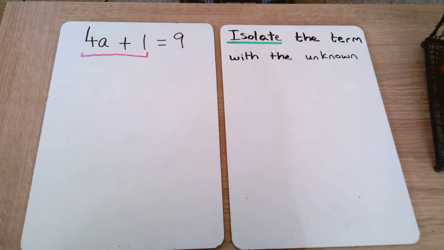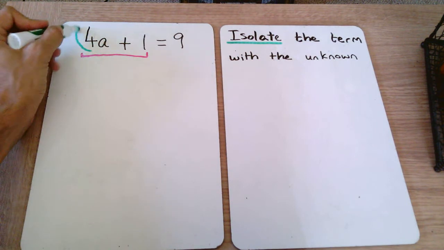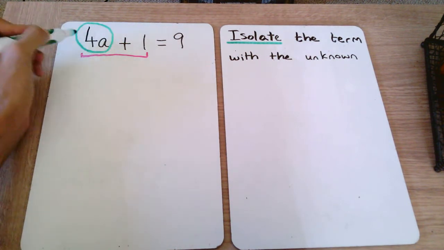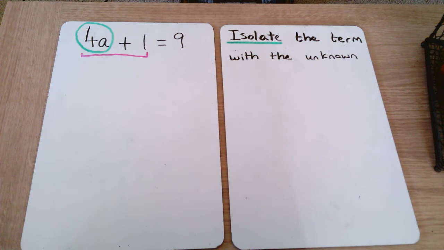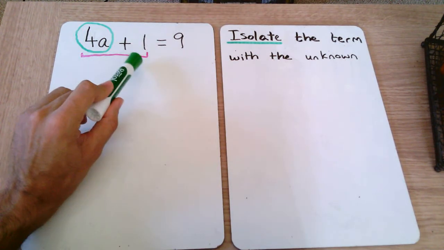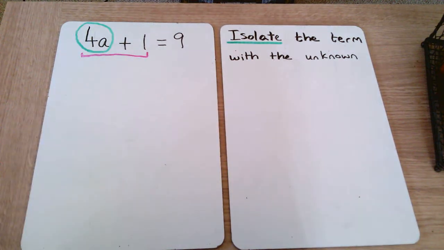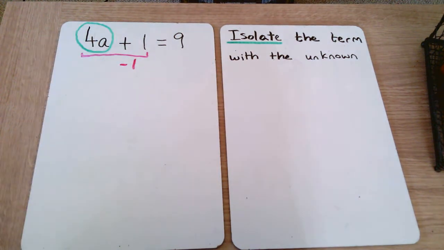Now, the unknown in this case is this letter a. So I'm going to circle the term with the unknown. 4a is a term, 1 is a term, 9 is a term. So I've isolated the term with the unknown. When you isolate something, it means you have it on its own. On this side of the equation, the 4a isn't on its own. It's got this plus 1 next to it. So to get rid of a plus 1, I have to subtract 1 from this side.